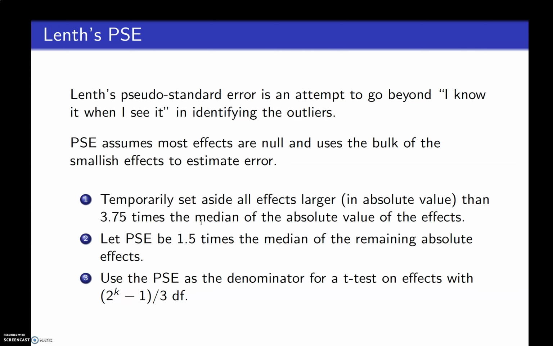Then the PSE is the denominator for a t-test on the effects with, and here's where the degrees of freedom come from, 2 to the k minus 1 divided by 3. There's a little bit more explanation about this test, but I'm not going to spend a lot of time. In practice, I think you'll see both: eyeing the outliers and thinking which ones look like outliers from your model, and using the pseudo standard error approach is also fairly common.